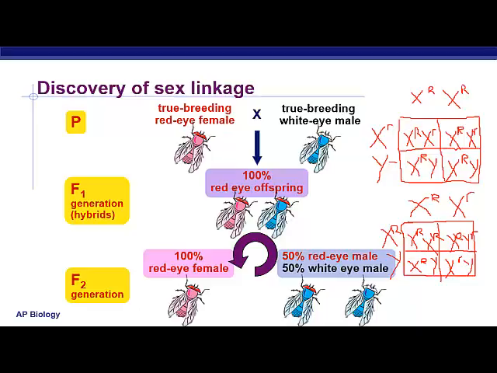You know it's a sex-linked trait when males get it from their mothers. Males can only get a sex-linked trait from their mom because what do they get from their dad? The Y, right? Which has nothing on it. So the only way they can get the trait is to get it from their mother.